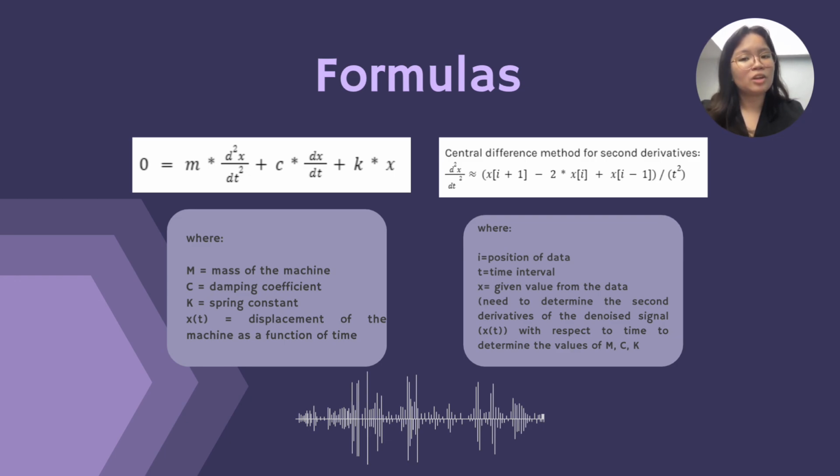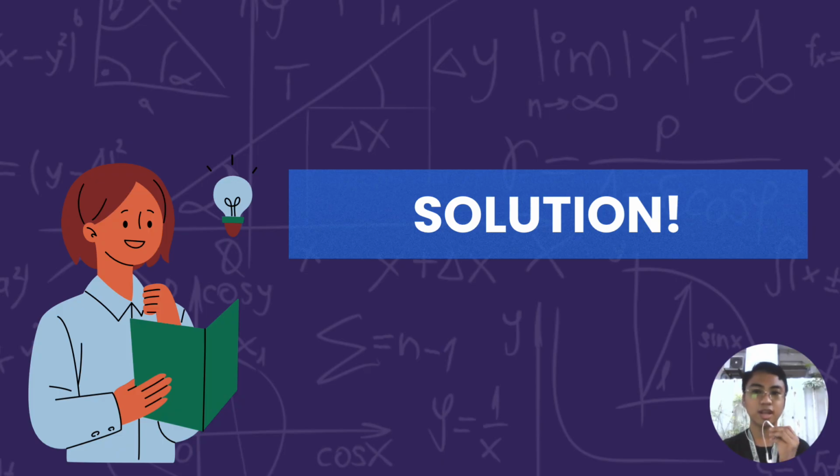In this context, i represents the position of the data point, t is the time interval between data points, and x is the value from the data. By applying this method, we can determine the second derivatives of the denoised signal x sub t with respect to time, which helps in accurately estimating the parameters m, c, and k of the system. Now, we can move on to the in-depth solution that can help us solve the problem.